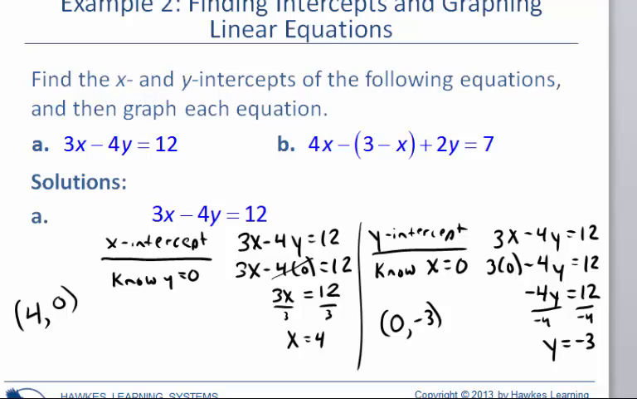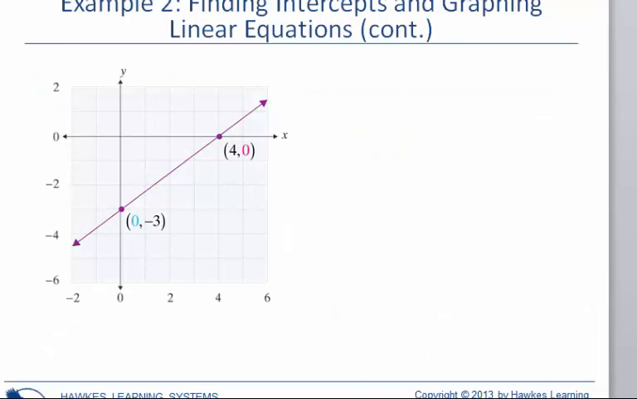Now it asks us to graph this equation, and so we're going to go to a graph and plot these 2 points, the (4, 0) and the (0, negative 3), and connect them, because we know that a linear equation is going to graph a line. So you can see that here. We have plotted the point (0, negative 3). We have plotted the point (4, 0), and we connect them for our graph.